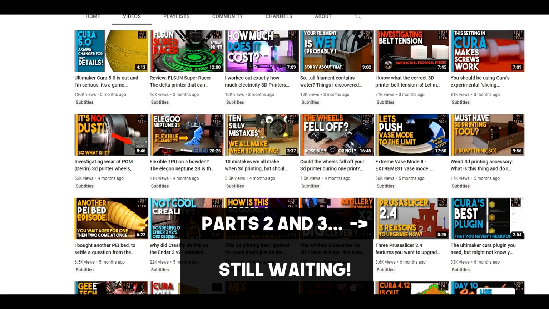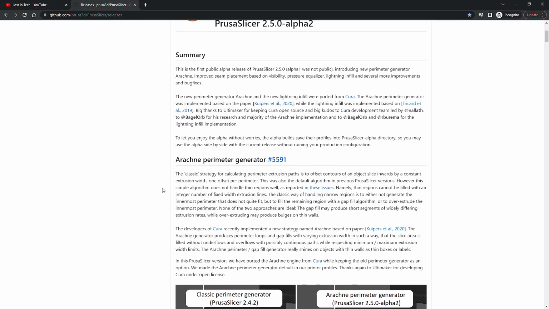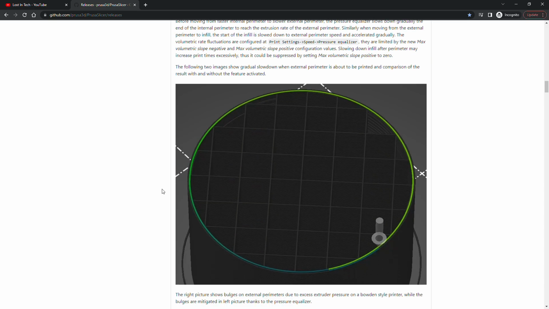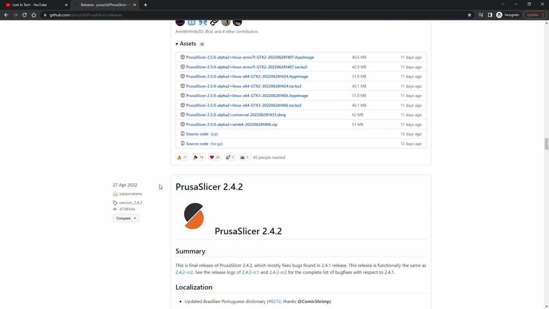So new PrusaSlicer Alpha was released, and don't at me with the whole "it's not released." What else would you call it? It's released in Alpha. It's released, and it's available for you to download. So if you fancy trying out these features right now, then go get it and come back and watch the rest of this.